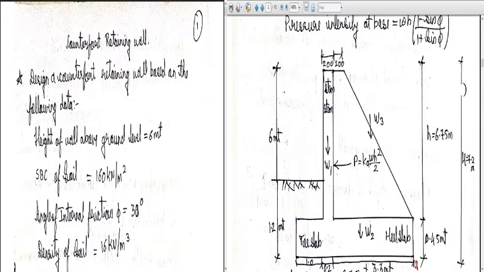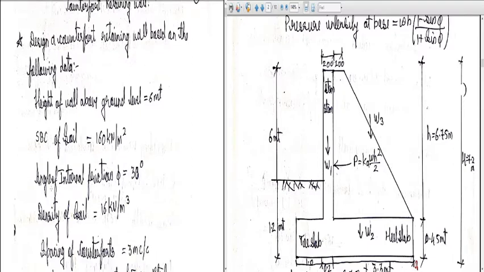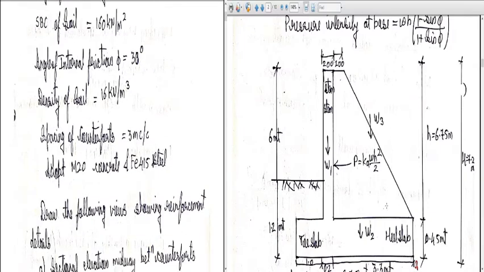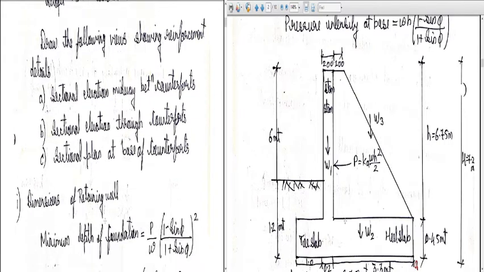This is the data given, where the height of the wall above ground level is 6 meter. SBC of soil is 160 kN per meter square. Angle of internal friction phi is equal to 30 degrees. Density of soil is 16 kilonewton per meter cube. Spacing of counterforts is 3 meter center to center. They have asked us to draw the sectional elevation midway between the counterforts, section elevation through the counterforts, and plan at the base of counterfort.